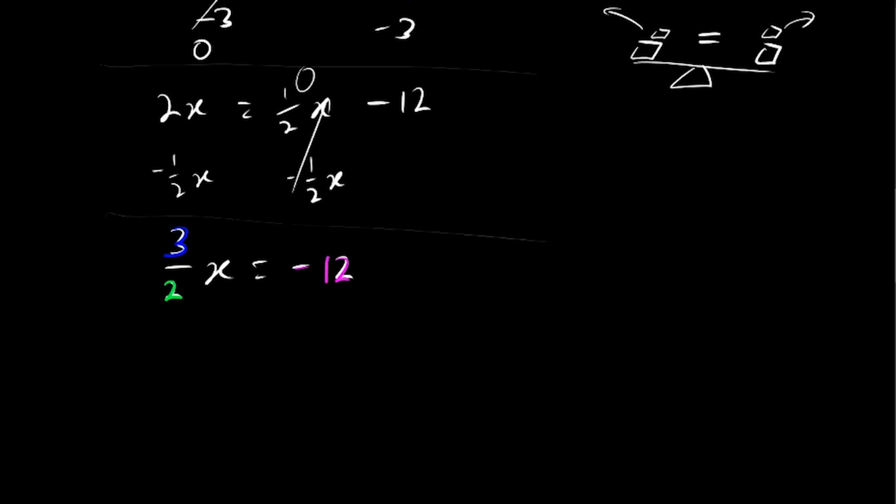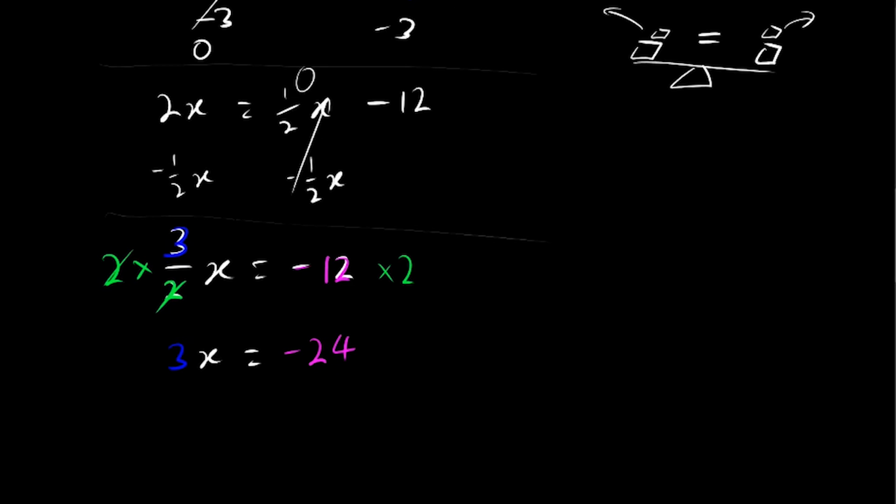So what we need to do is multiply both sides by 2. So 2 times half, or 2 on the bottom, that will cancel out, because you're multiplying by 2 and then you're dividing by 2. That's the same as multiplying by 1, which is doing nothing. So then we're left with 3x is equal to 2 times minus 12 is minus 24.